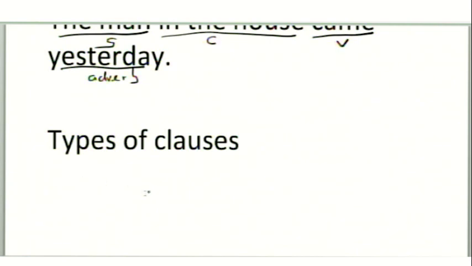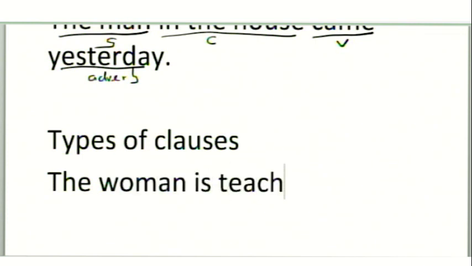We said early on that the clause can be on its own or it can be part of a sentence. So if you pick a simple sentence, the woman is teaching. In this, you have one clause made up of the subject and a predicate.